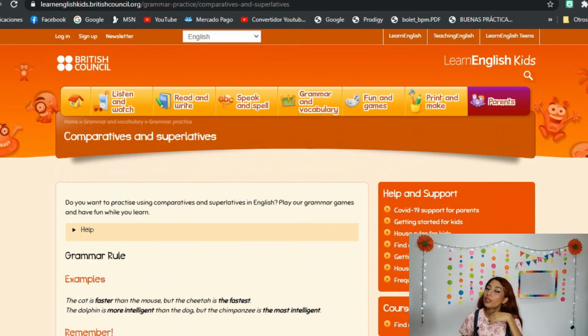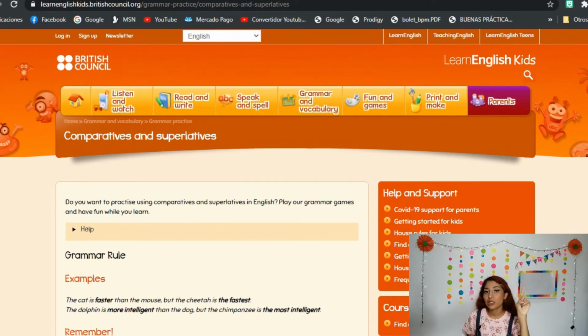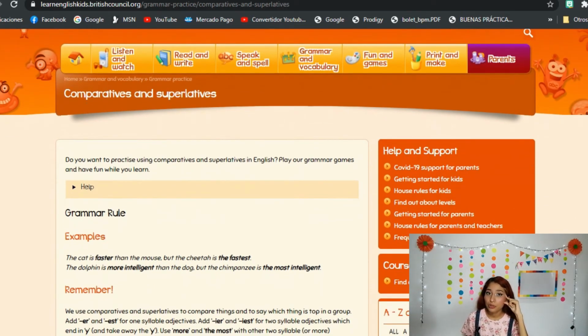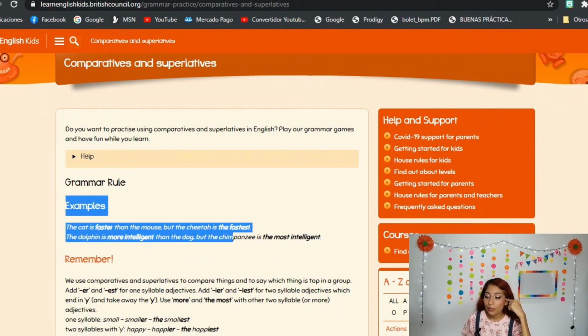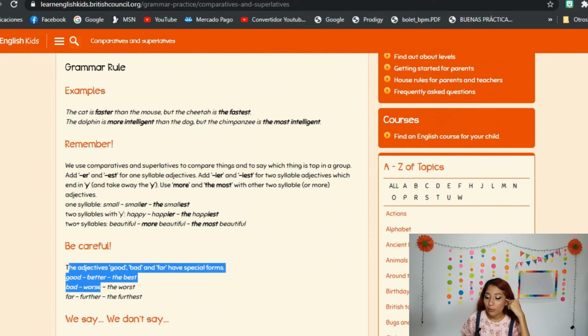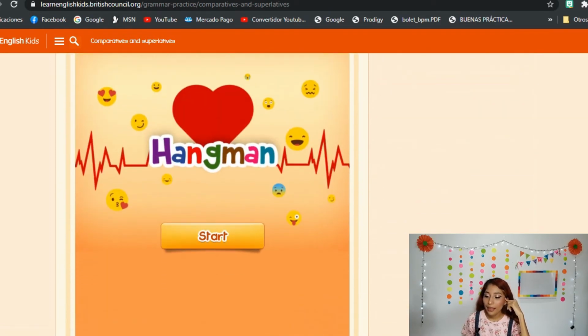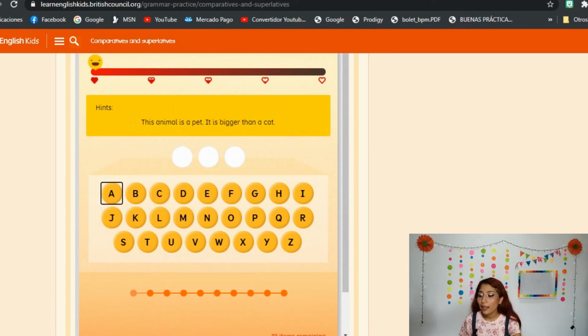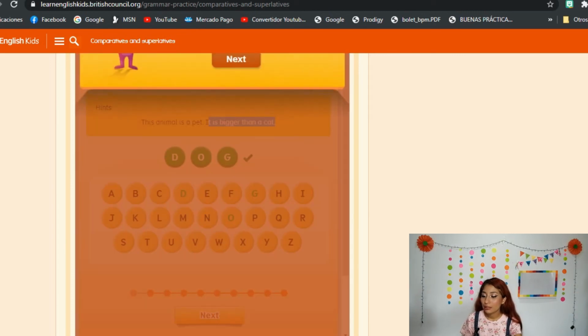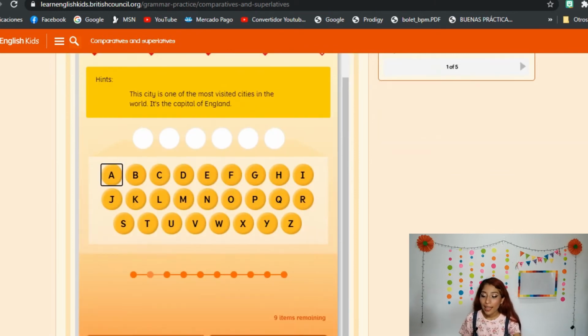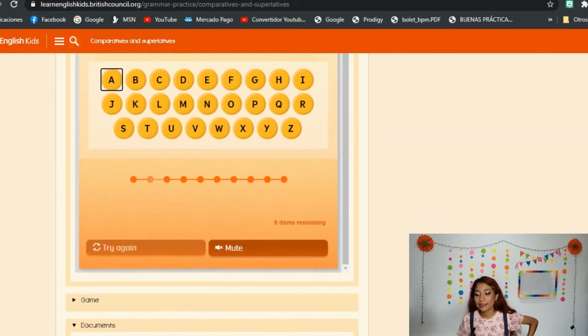We have also games. This is a link that I left you on the assignment, like the activities that we did after and before, and etc. It's also from the British Council. And we are talking about comparatives and superlatives, so you can practice. We have examples, we have the rules. Be careful with the adjectives that are special, and some other rules. Games. Hangman, start. It says, this animal is a pet. It is bigger than a cat, and it has 3 letters. I will say that I think it is a... It's a dog. Well done. Next. And yes, you are going to be going like this and like this, so you can finish.